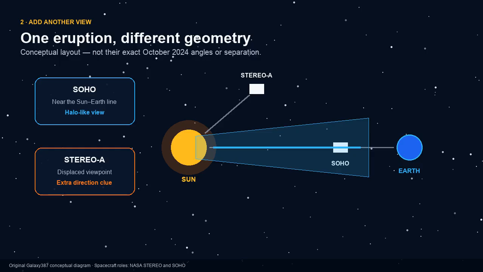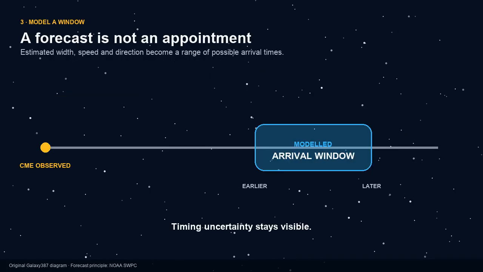SOHO observes from near the Sun-Earth line. STEREO A views the sun from a different position. An eruption that looks like a ring from one camera can look more like a cloud moving sideways from another. Combining those views helps estimate the CME's width, speed, and direction. Forecasters then use those measurements in propagation models to calculate a possible arrival window at Earth. That window is a forecast, not an appointment.